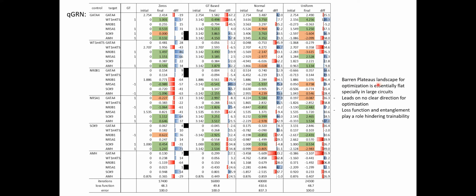Barren plateaus says that as you increase the size and the complexity of your quantum circuit, the landscape for optimization is essentially flat. So for an optimizer, it's quite difficult to find out which direction it should go in order to optimize the parameters. Also, the loss function and entanglement play a role here in trainability. That's something I have learned from last week. Depending on how you define your loss function and also entanglement, which is those control gates.